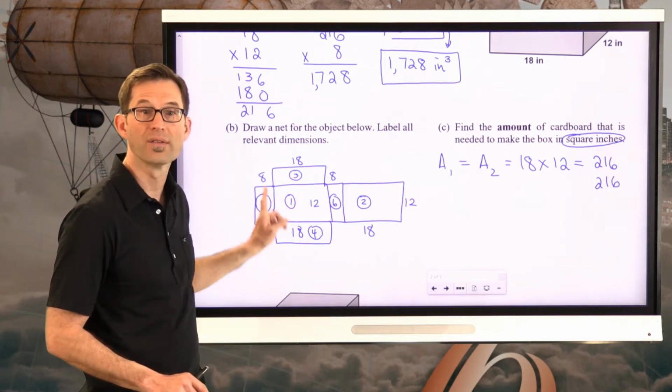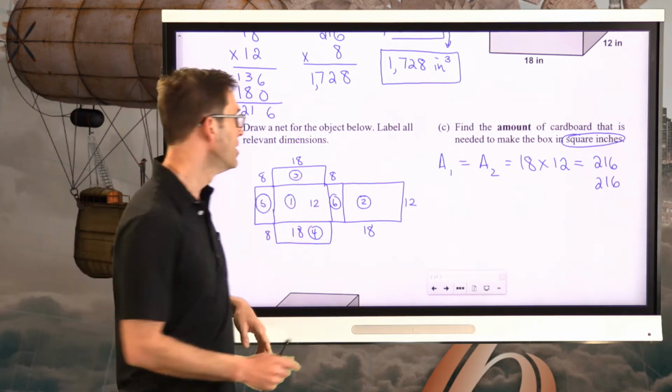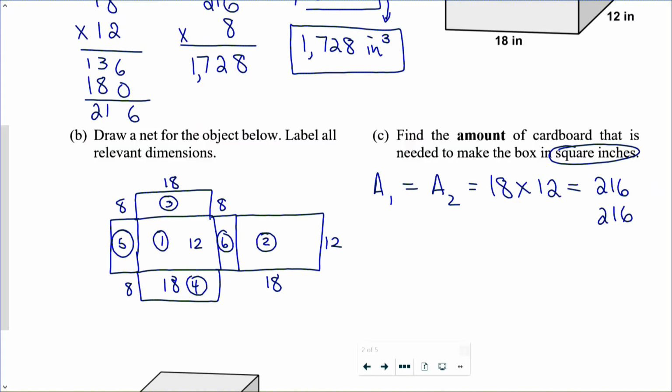Now those are ones that are 8 by 18. So we've got to do that somewhere. Let's do 18 times 8. That's going to be 64 and then 144. All right, so my area of rectangle 3 and my area of rectangle 4 are both going to be 144.